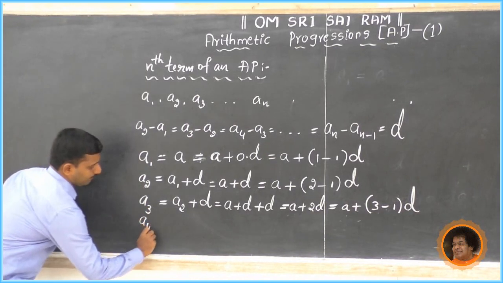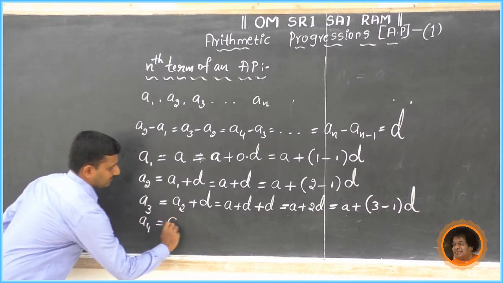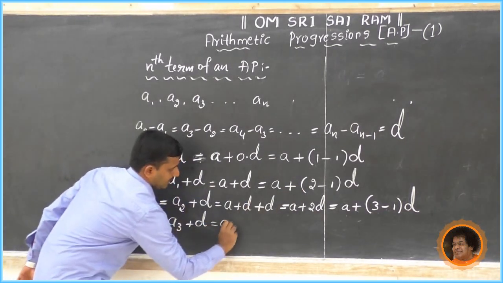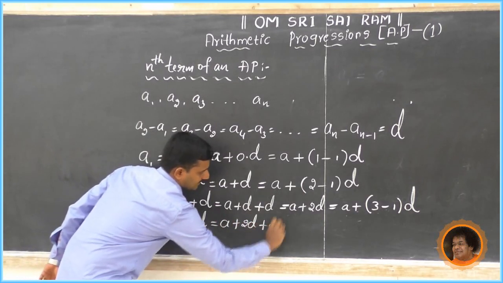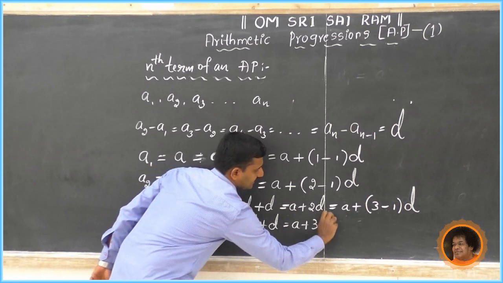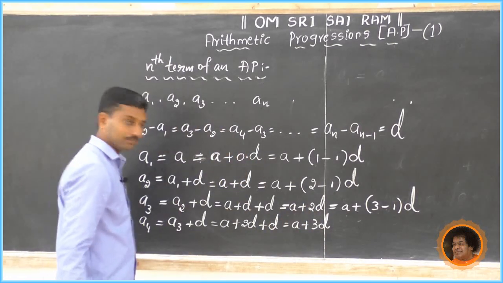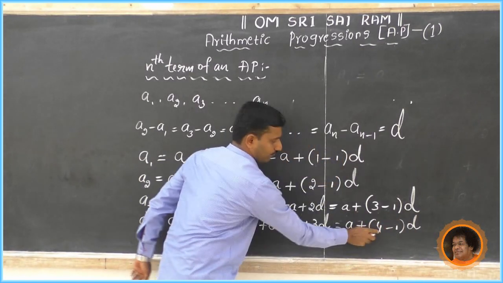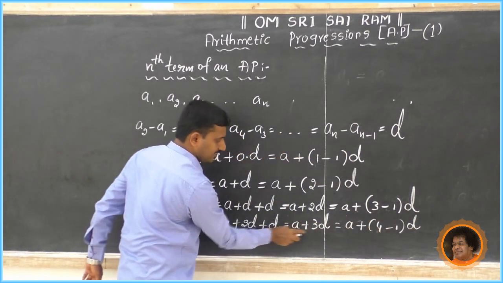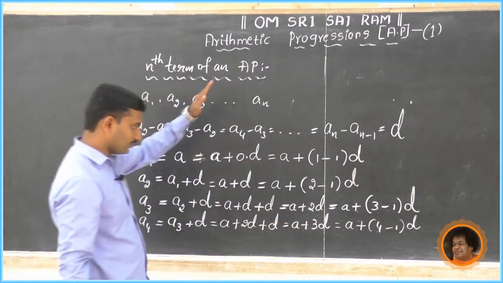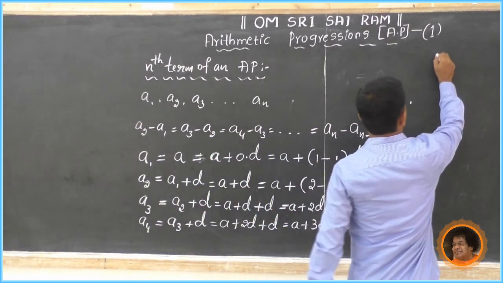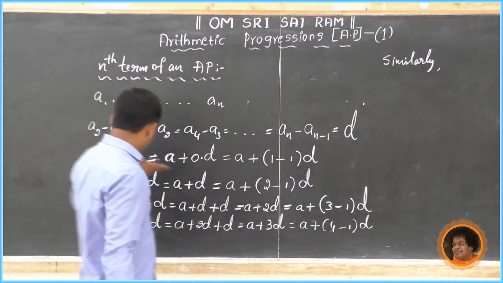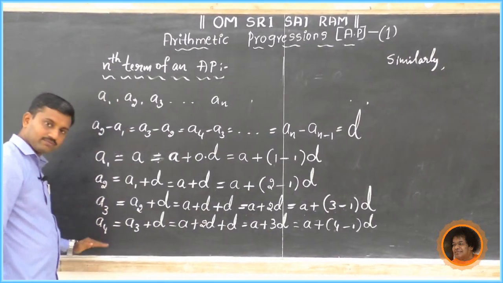So the fourth term, A4. A4 equals third term plus common difference. So the third term is A plus 2D, plus D, equals A plus 3D. A plus 3D is the fourth term, or A plus (4 minus 1) into D. 4 minus 1 is 3, 3 into D is 3D. That is A plus 3D. Now similarly, first term, second term, third term, fourth term, fifth term, and so on.